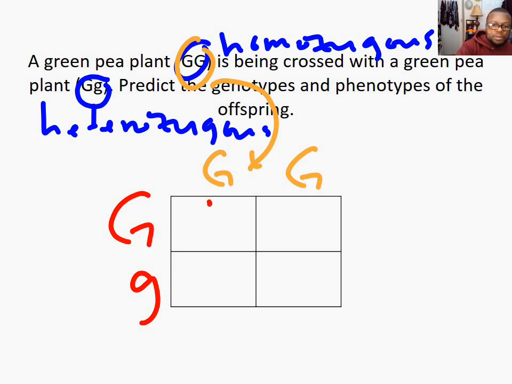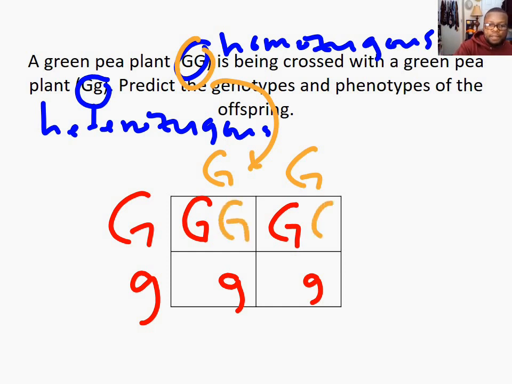So I'll go big G, big G. Remember, I have to leave room for the big G because little letters always come second. I write my little g, and I write my little g. Now I go back and change color and bring from my top to bottom. So big G, big G, big G, big G.